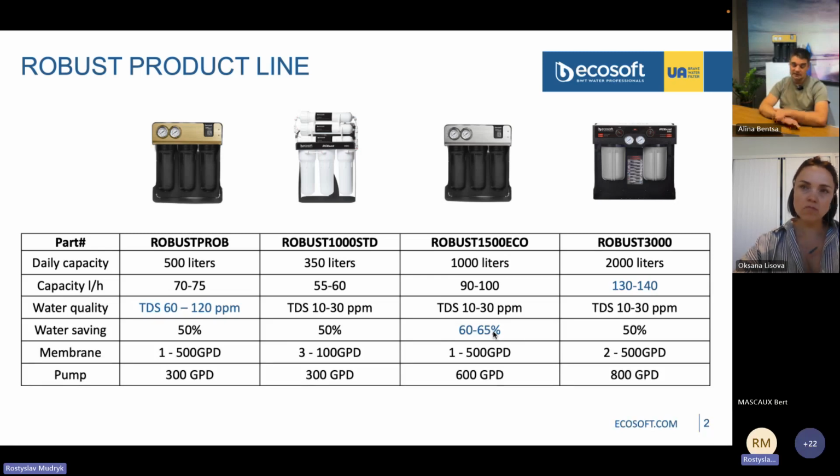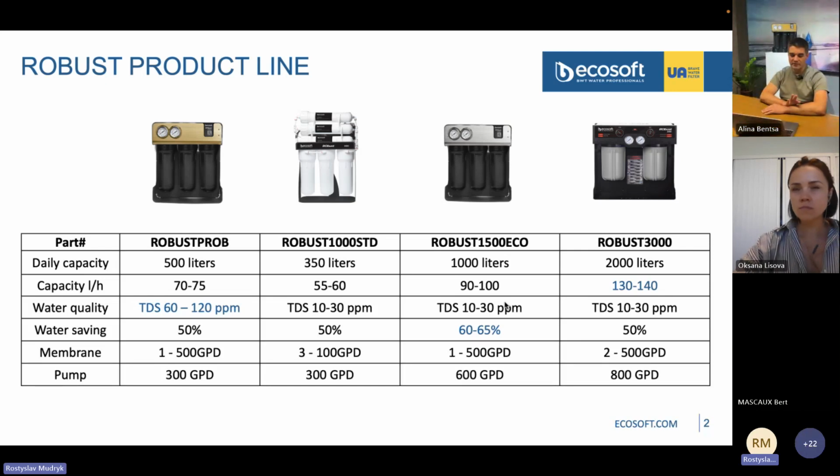So basically it means that for Robust 1500, for 1 liter of permeate, you have less than 1 liter of water that goes to drain. This is very important for the end user, because finally the end user pays less for the tap water. So this is a big advantage.